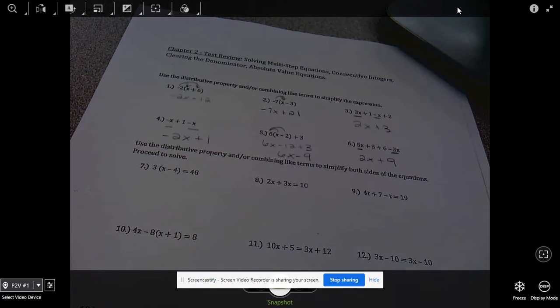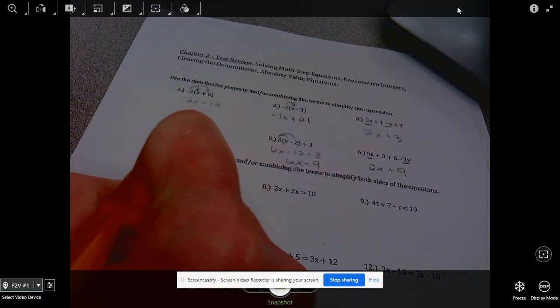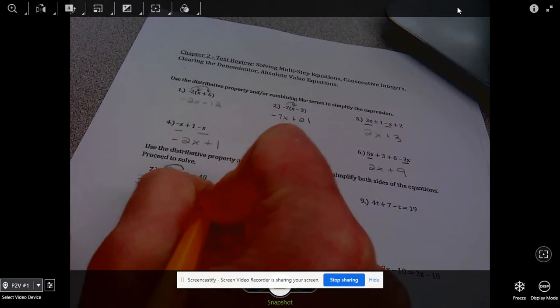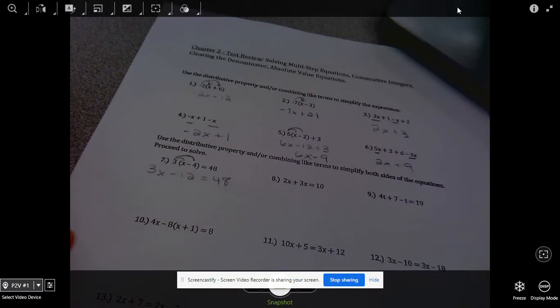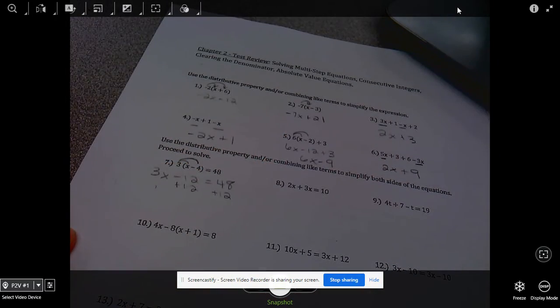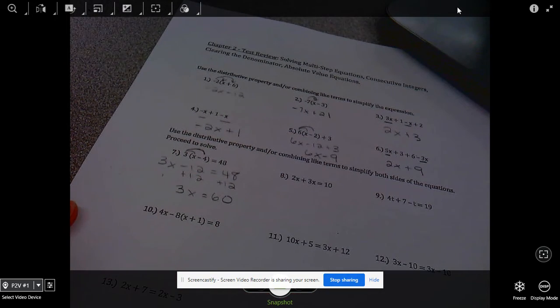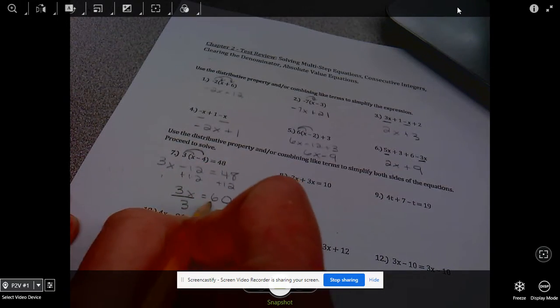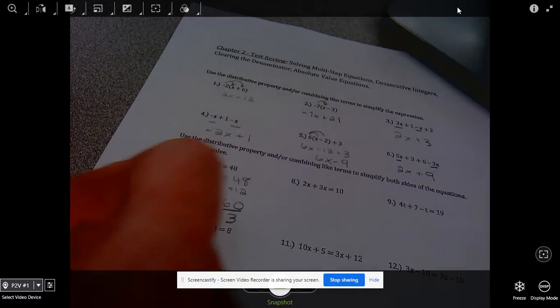So number 7 is 3 times x, which is 3x, minus 12 equals 48. We must ask ourselves the question, how do you get x by itself? Solving is simply isolating a variable. So we need to remove a negative 12 by adding it to both sides, which will leave us with 3x equals 60. I get x by itself by completing the inverse of multiplication, which is division. x will be 20.